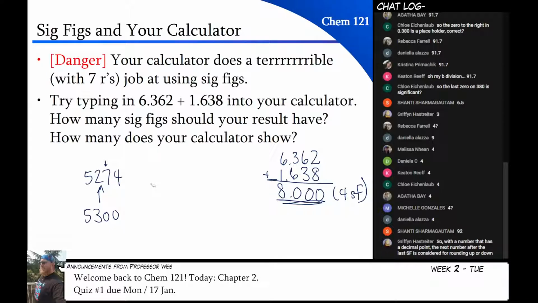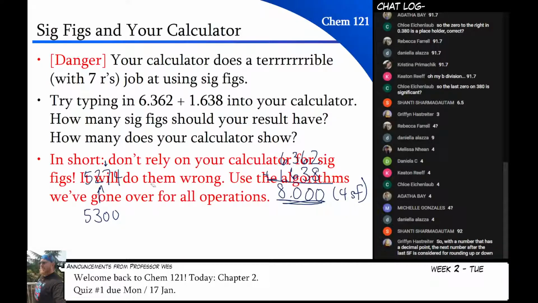Anyway, I hope that you typed this sum into your calculator. You probably noticed that it just shows you the number 8, and it probably puts a dot there too. Your calculator just puts a decimal point after everything. So be careful. Your calculator does not know what sig figs are. It will do them wrong, and that's no good. So you need to use the rules and algorithms that we have talked about yesterday and today when doing significant figures, and you're going to apply these to every calculation you do in this class and the sciences, okay?